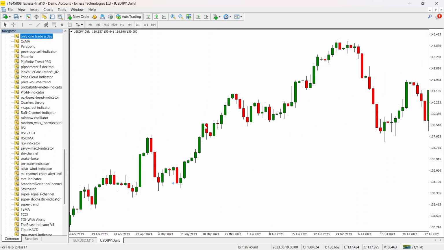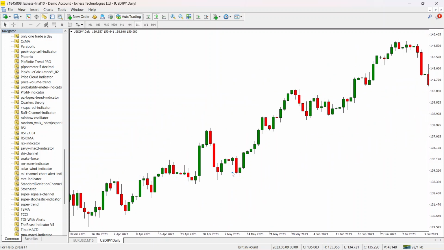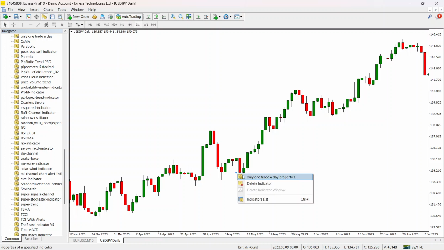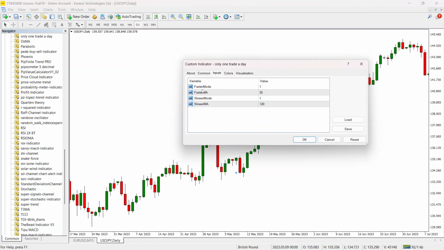And let's move over to its settings. If we move over to the settings, we can see its faster mode, which controls the type of fast moving average the tool uses to detect short-term trend direction before plotting an arrow. The faster MA period defines how sensitive the indicator is to recent price action or changes on the fast line.